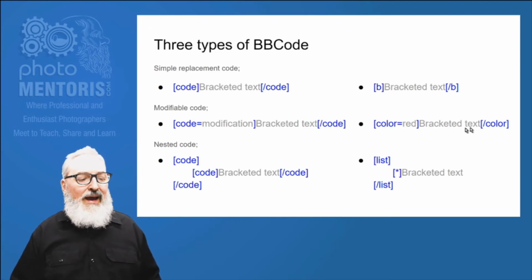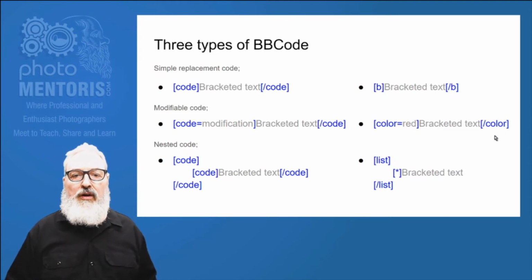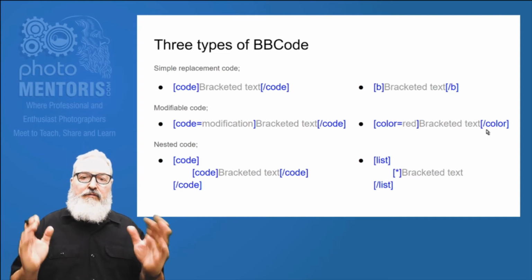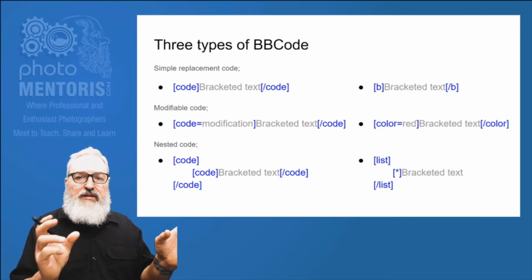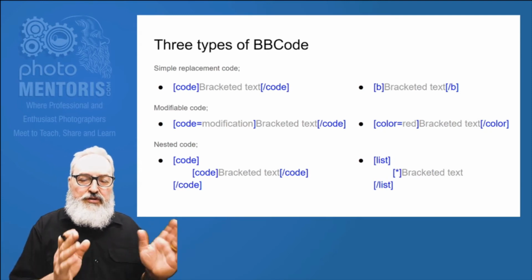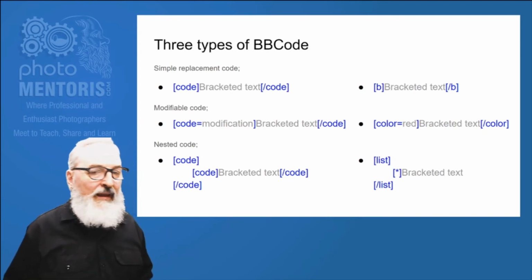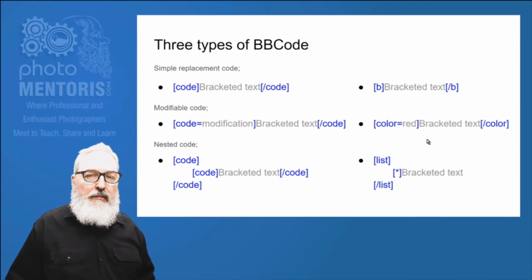Then you put in your bracketed text, and then of course the closing code, which would be with the \color in the square brackets. That tells the forum that, hey, everything between the opening code and the closing code, I want that changed to red. Okay.